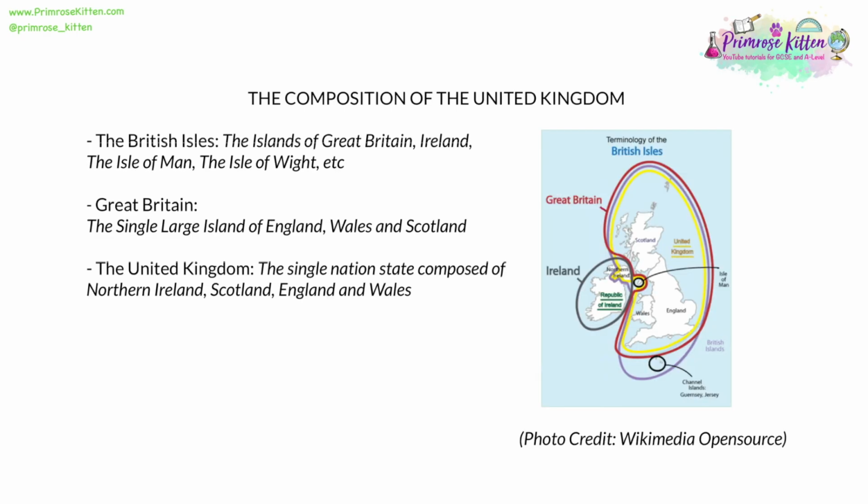When understanding the composition of the United Kingdom, there are several key terms that we need to understand. The first of these is the British Isles, which is a geographical description of the islands of Great Britain, Ireland, the Isle of Man, the Isle of Wight, and several smaller islands, such as the Scilly Isles. Great Britain describes the single large landmass of England, Wales, and Scotland. And the United Kingdom describes our nation-state, composed of the four constituent nations of Northern Ireland, Scotland, England, and Wales.